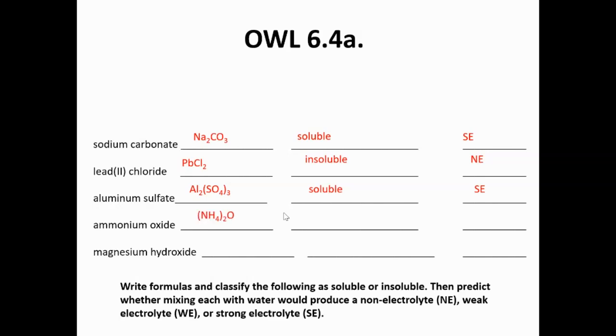Ammonium oxide, NH4, taken twice, O. Okay, all ammonium salts are soluble. Since it's a soluble salt, it's a strong electrolyte. Magnesium hydroxide. So we had the Castrobare exceptions. Magnesium is not one of those. Therefore, this is still an insoluble salt. Since it's an insoluble salt, we would expect it to be a non-electrolyte.